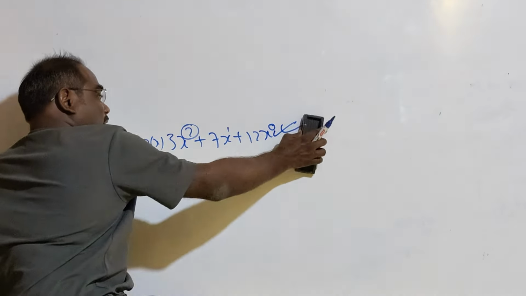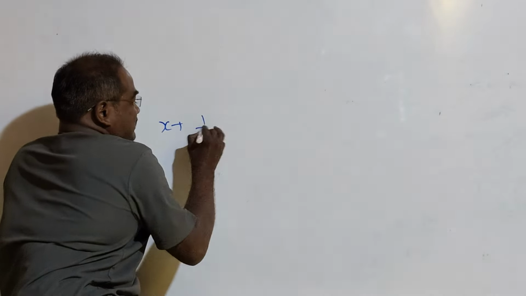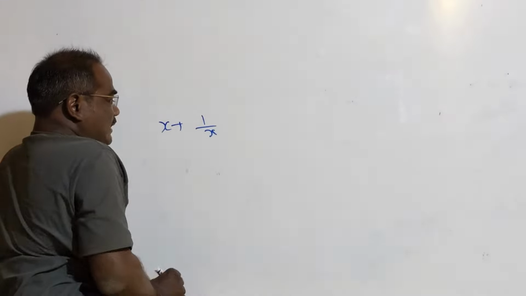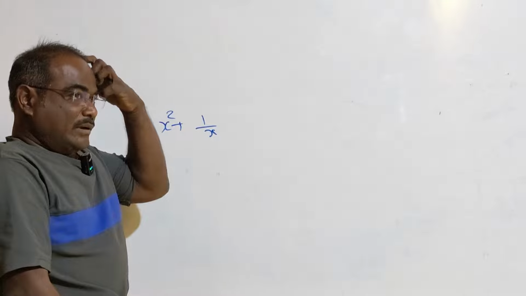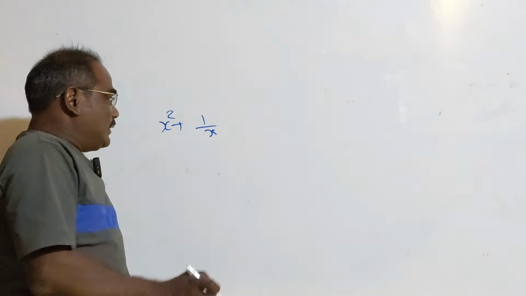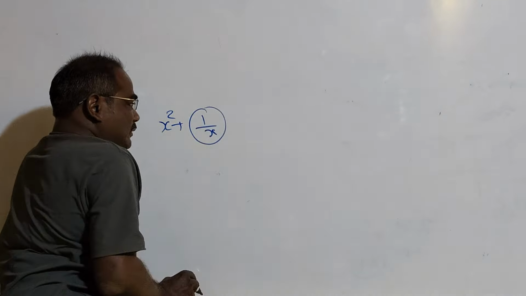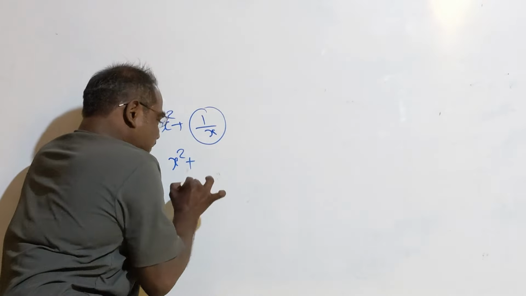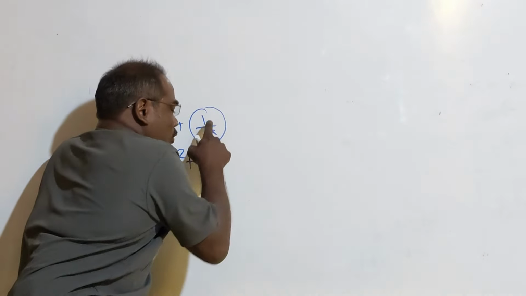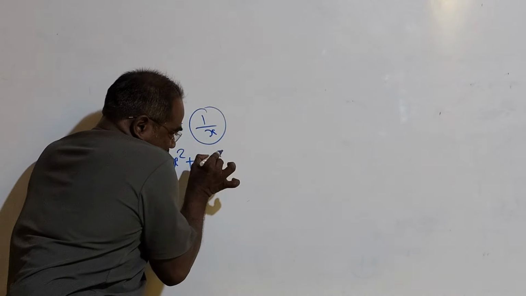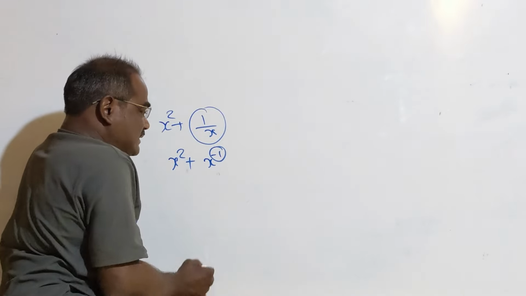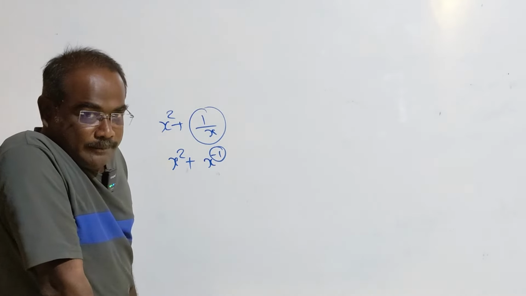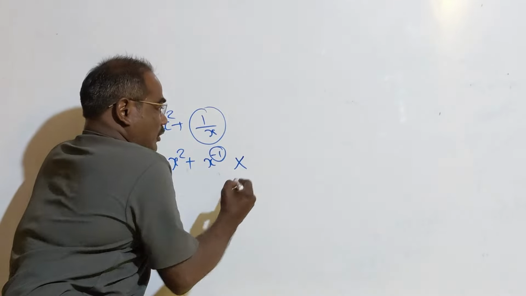Let me take one more example: x plus 1 divided by x. Is this a polynomial? This is not a polynomial. Why? Here is the problem. 1 by x, if it goes up, becomes x power minus 1. The power becomes minus 1, a negative integer, hence it is not a polynomial.